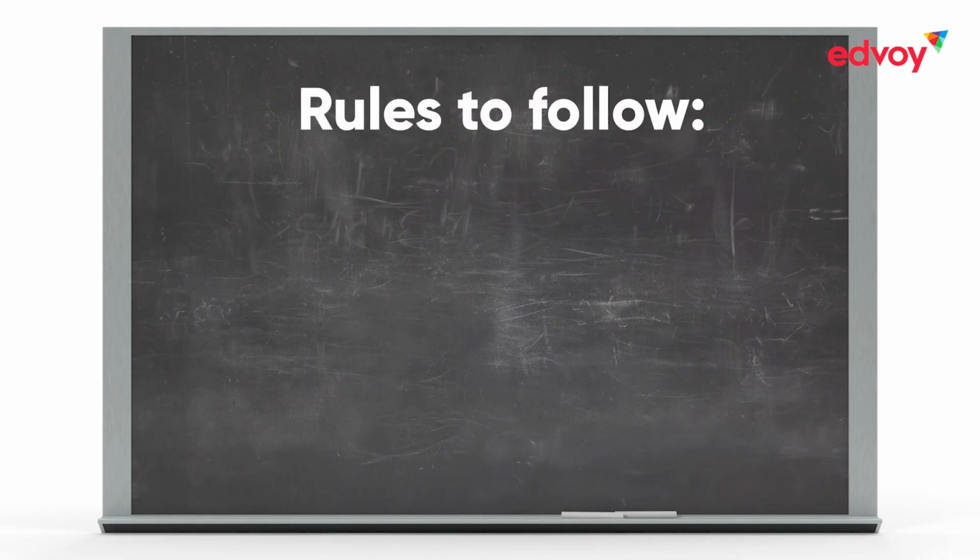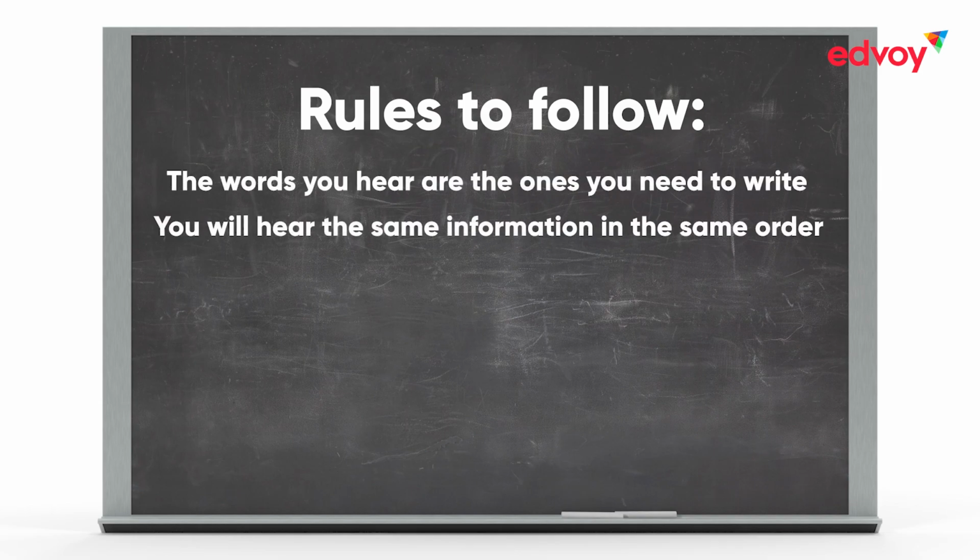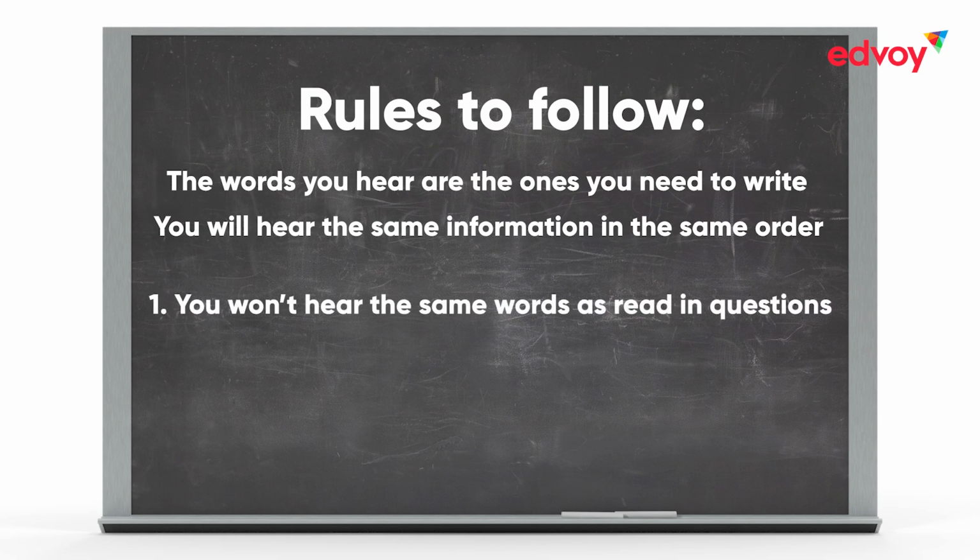Now, as we've done previously, let's look at some basic rules for the listening questions before we go on to tackle the table completion questions. So remember, when you listen, the words you hear are the ones you need to write, and you will hear the same information in the same order. Not every word you hear will be the same as words that you read in the questions, and make sure you write the words exactly as they are said.